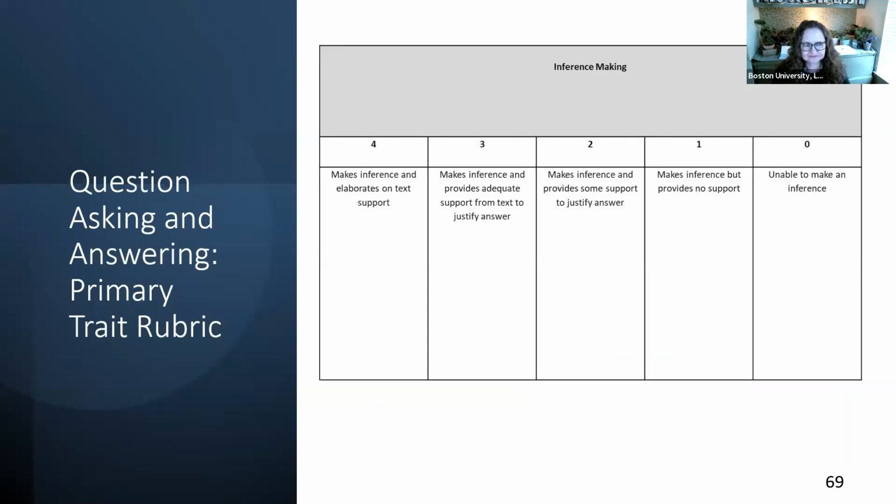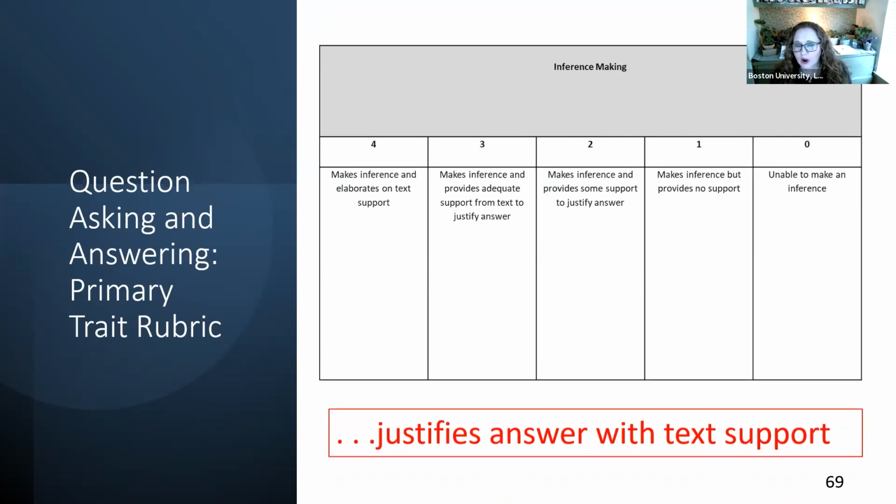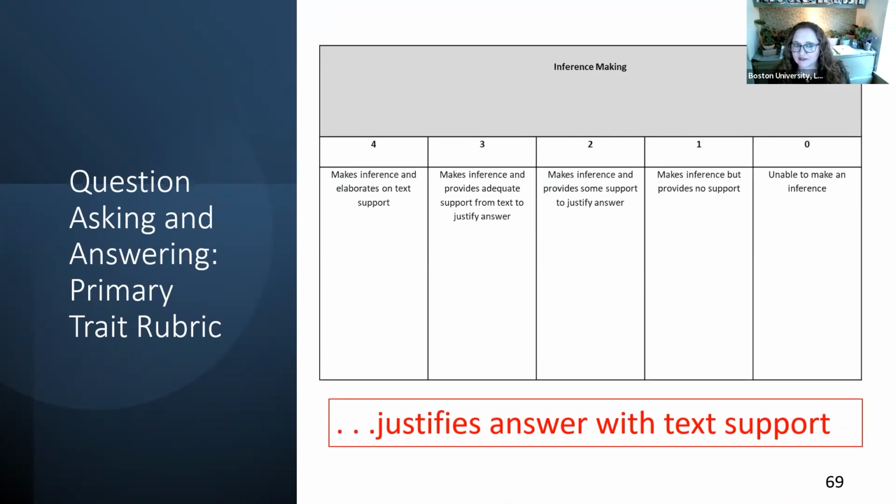So I wanted to show you a question asking and answering rubric aligned with inference making. So you could actually evaluate how students are making inferences. This rubric is also in that resource packet that was provided in part 1, if you're looking for it. What we want students to do to get the full score of 4 on here is to connect it to the text to justify an inference with text support.